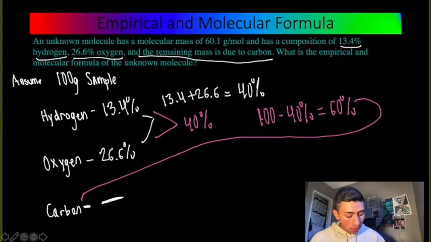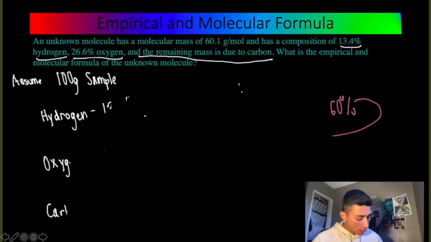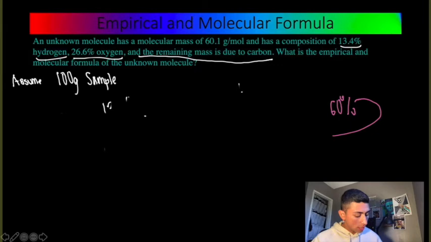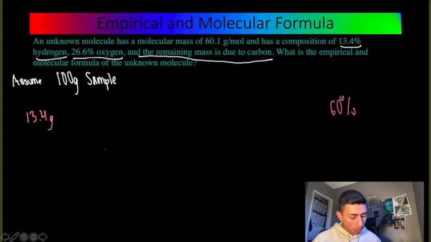Now, this is important because, once again, I'm going to just leave the 60% there. If I'm approaching this problem just like I approached the last one, I'm assuming that I have a 100-gram sample, right? And if I have a 100-gram sample of this particular molecule, it's the same as saying that I have 13.4 grams of hydrogen in this sample, right? 26.6 grams of oxygen in this sample. And it's also the same as saying that I have 60 grams of carbon in this sample.